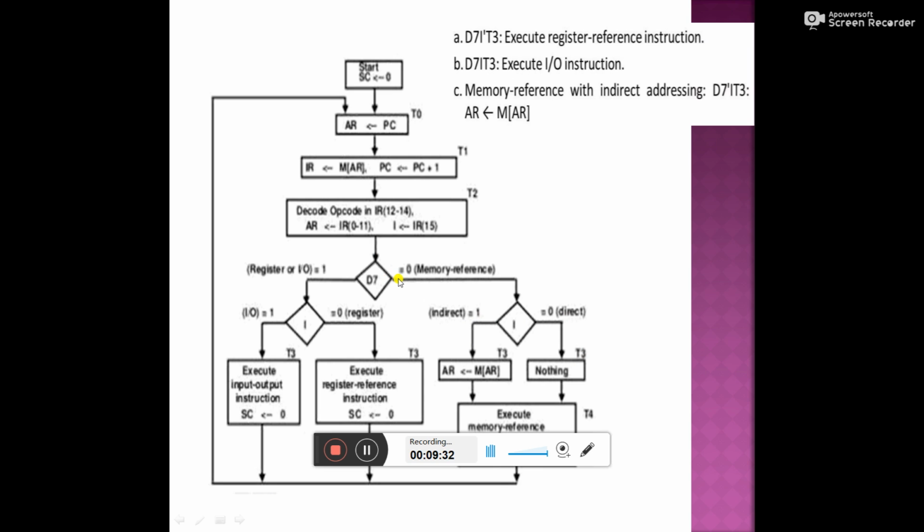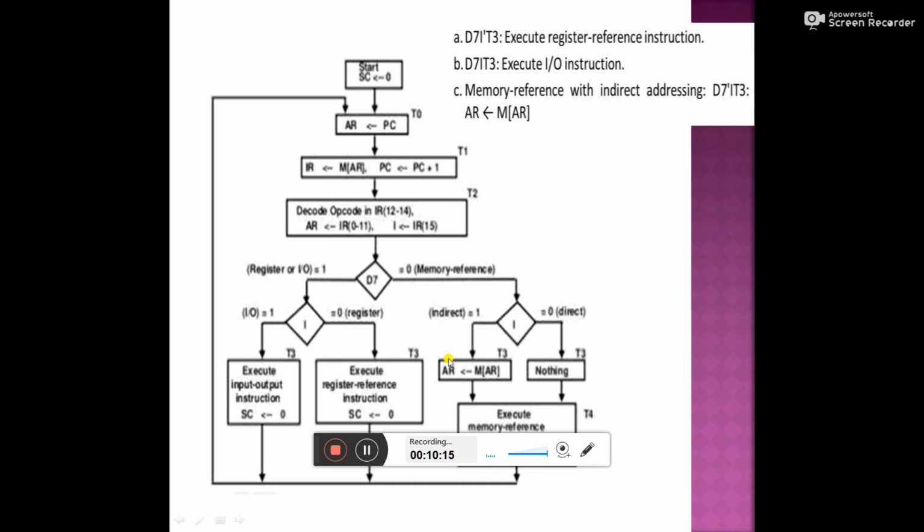So D7 I dash T3 means I's value is 0, and then it executes the register reference instructions. Suppose D7 is 1 and I is 1, then at T3 it executes the input-output instructions. During T3 only it executes all these types of instructions.